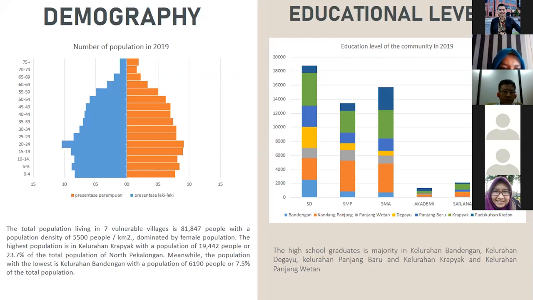From the presentation and the data, we can see that the 7 vulnerable villages have high population density, about 4,100 people per square kilometer, which is dominated by the female population. Kelurahan Krapia, or Krapia village, has the highest population, while the lowest one in the study area is Kelurahan Bandengan, or Bandengan village.